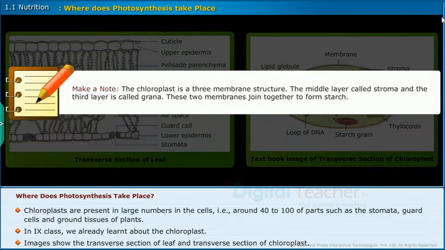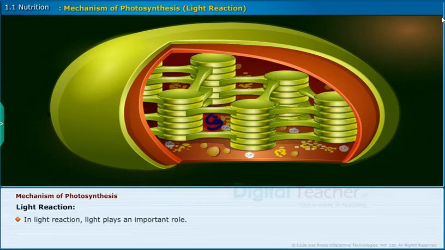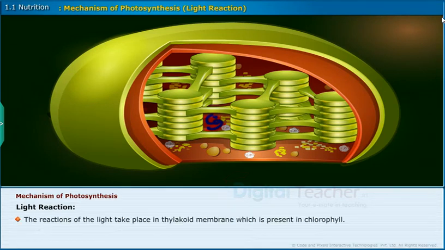Now, let us learn how photosynthesis takes place in the chloroplast. The process of photosynthesis takes place in two major phases. They are the light reaction and the dark reaction. In light reaction, light plays an important role. Here, a series of chemical reactions takes place one after another, initiated by light. Hence, this phase is technically termed the photochemical phase. The reactions of the light take place in the thylakoid membrane which is present in chloroplasts. Thylakoids are termed grana of chloroplasts.